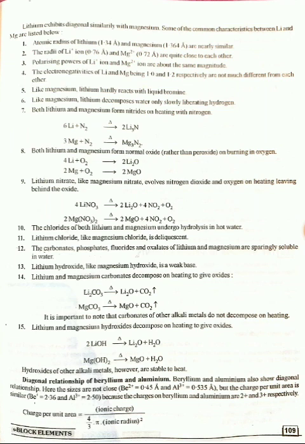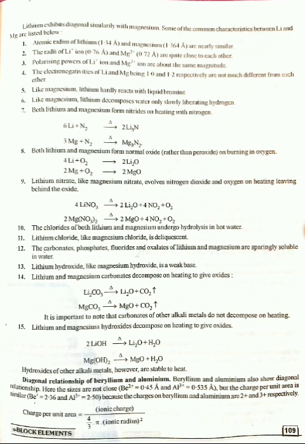Lithium exhibits diagonal similarity with magnesium. Some of the common characteristics between Li and Mg are listed below. First, the atomic radii of lithium (1.34 Å) and magnesium (1.364 Å) are nearly similar. Second, the radii of lithium ion Li+ (0.76 Å) and magnesium Mg2+ (0.72 Å) are quite close to each other. Third, the polarizing powers of Li+ and Mg2+ are about the same magnitude. Fourth, the electronegativities of lithium and magnesium, being 1.0 and 1.2 respectively, are not much different from each other.